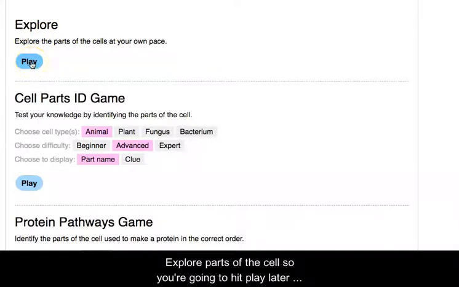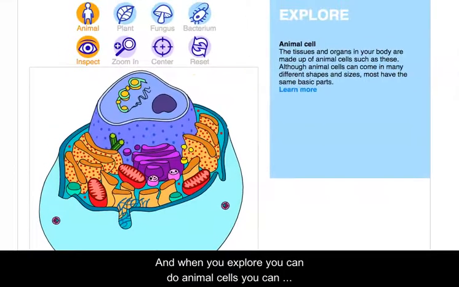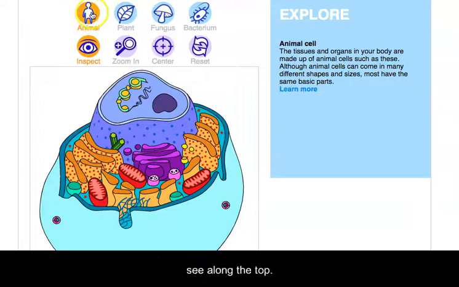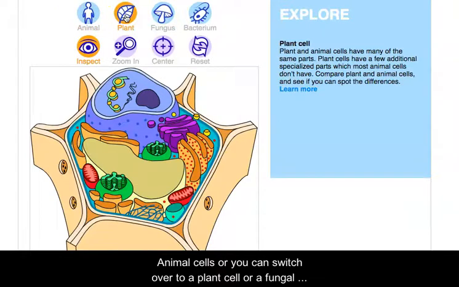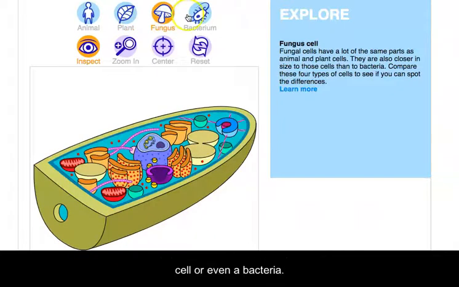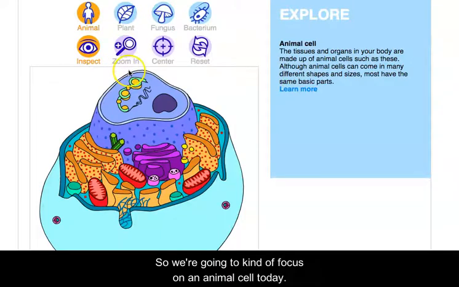So you're going to hit play. Later on, if you want to actually play a game with it, you can. But for now, you're just going to explore. And when you explore, you can do animal cells. You can see along the top animal cells, or you can switch over to a plant cell or a fungal cell or even a bacteria. But we're going to focus on an animal cell today.